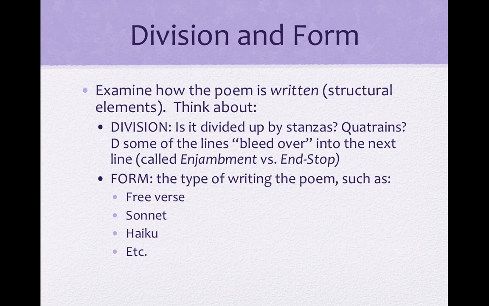You also want to look at division and form. So think about how the poem is written. Think about, is it divided up by stanzas? Is it quatrains? Do some of the lines bleed over into the next line? That's called enjambment when they do, versus an end stop, which is where they don't do that. And then form. Think about the types of writing the poem has. So is it free verse, meaning it doesn't rhyme or doesn't always rhyme in the same way, versus verse, where you have, much like in "Two Roads." Sonnets, of course, haikus, you've heard of these different types of poems.